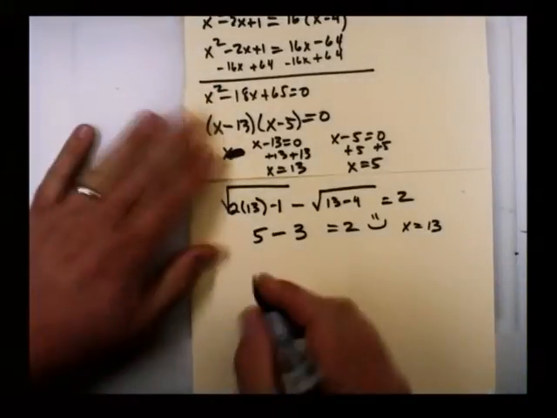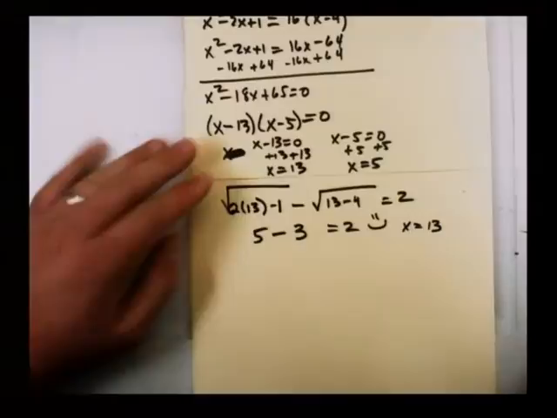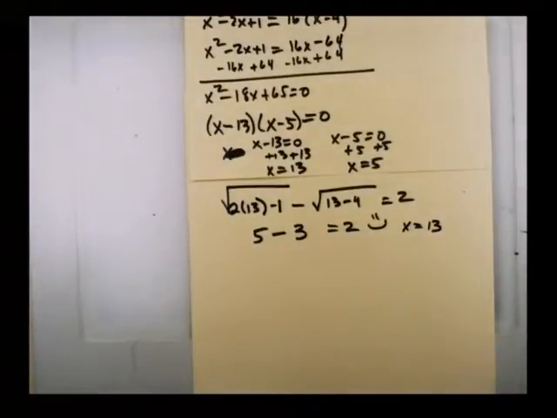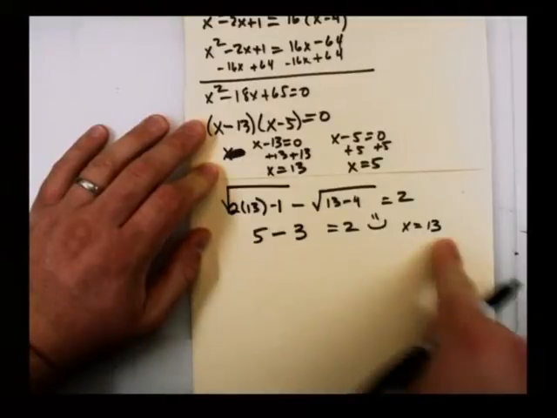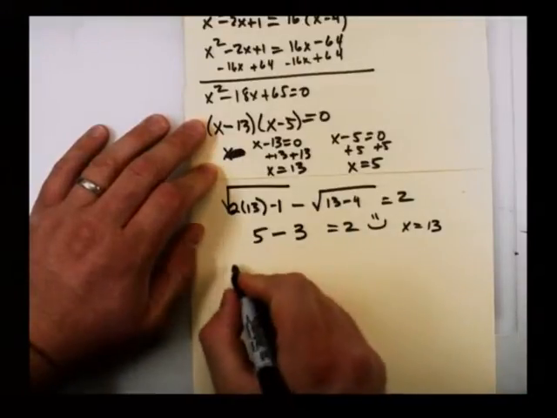Let's check 5. And now you might be saying, why do I got to check 5? I already saw the 13 is a solution. Well, we want to make sure we get all the potential answers out. You'd hate to get 3 out of 4 because you didn't check that one solution.